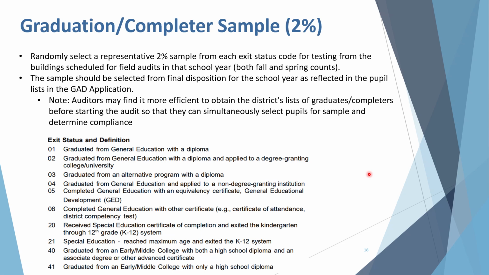You'll also want to determine the error rate, and if it is above 5%, you will be expected to pull an additional 10% sample and test. And then you'll continue this process until the cumulative error rate is 5% or lower, or all graduate and completer records have been reviewed. If the district does not provide supporting documentation, it is expected that the auditor change the exit code to status unknown, which is exit code 16.